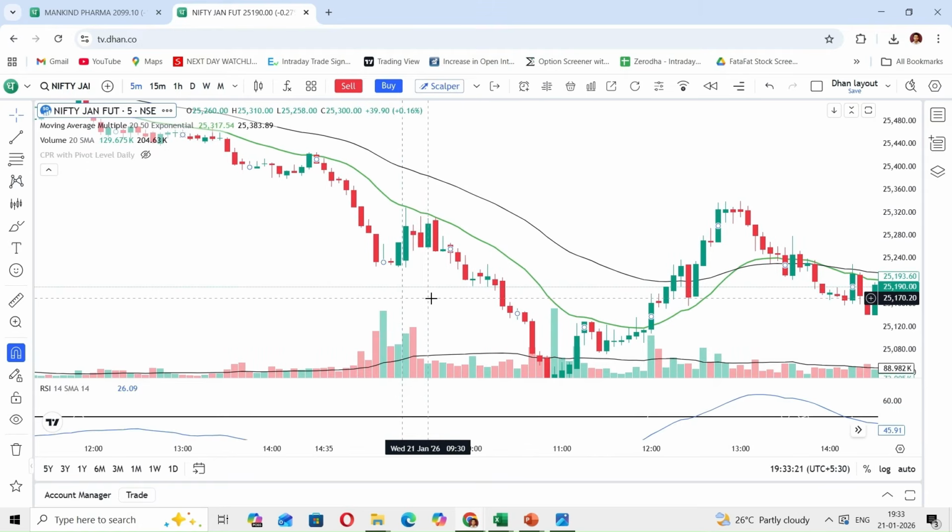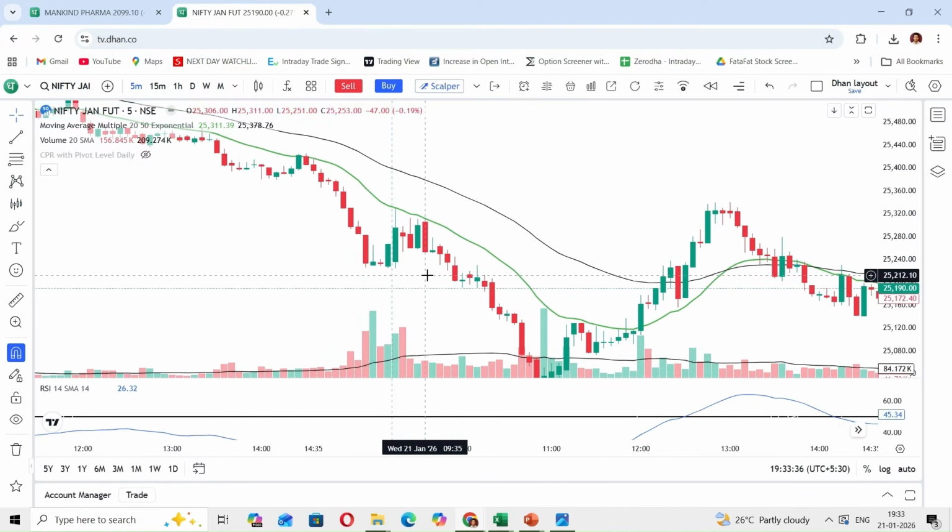But just imagine if you took that trade, then the stop loss was almost around 251 low and 25,311 high. 251 to 311, almost 60 points stop loss. So you would have got 121, 125 points of profit in this trade, and you have to take only one trade.